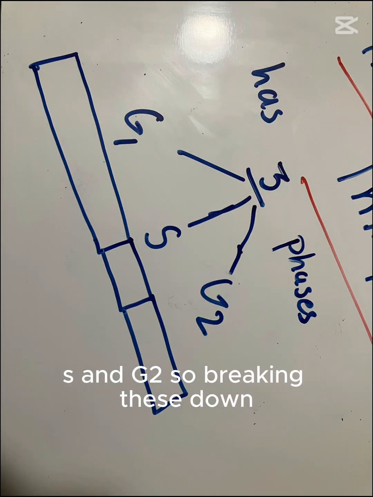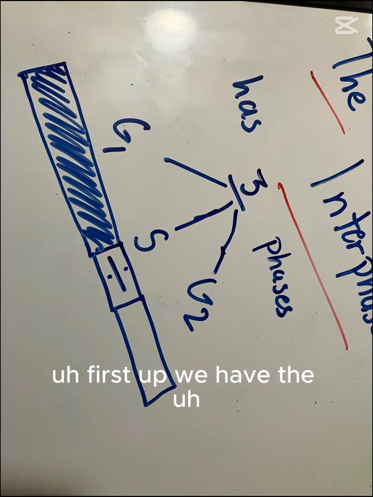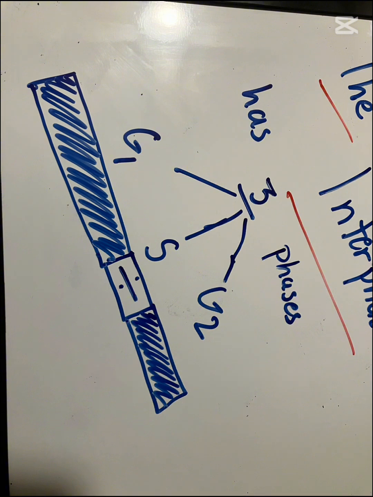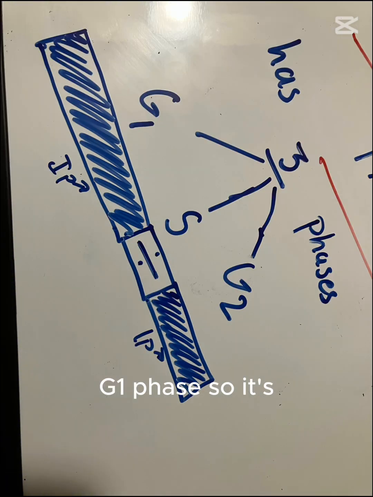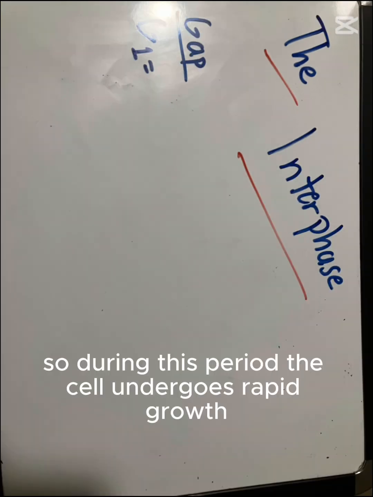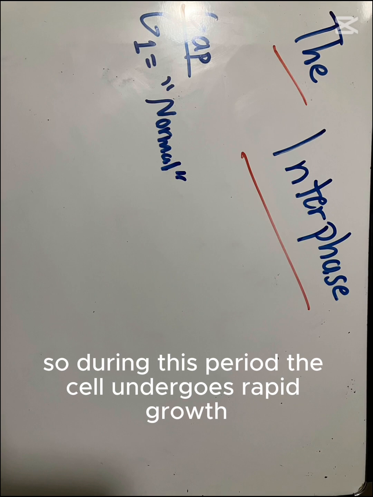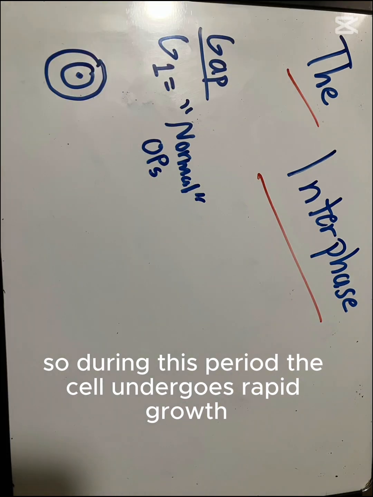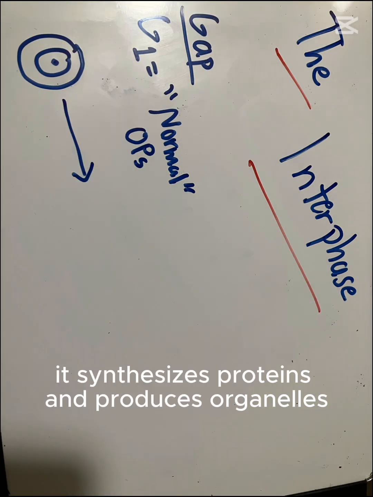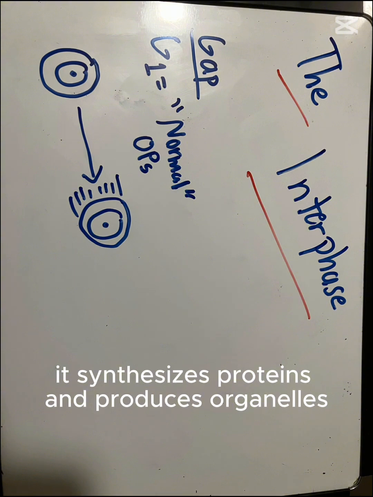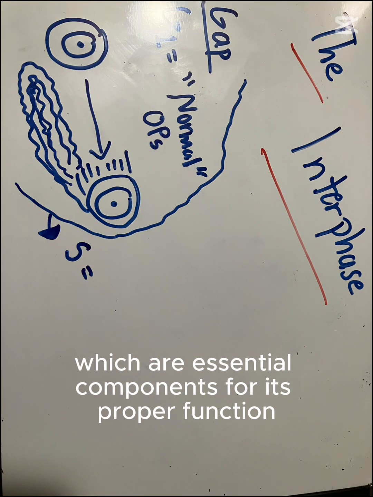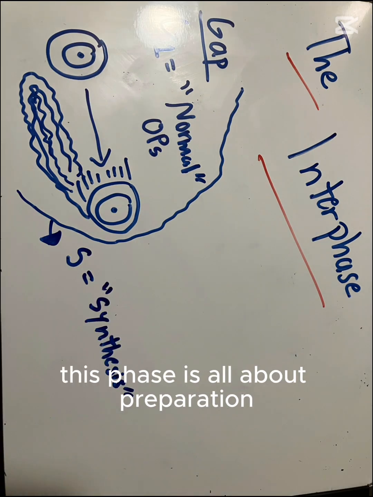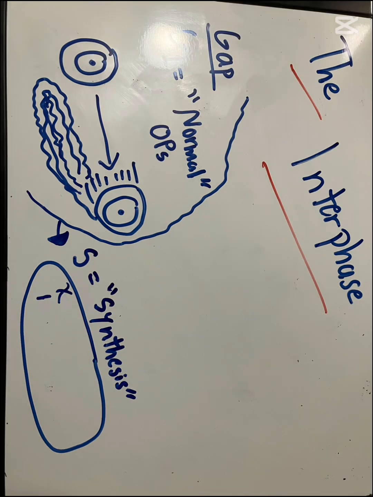Breaking these down, first up we have the G1 phase, or the gap phase. During this period, the cell undergoes rapid growth. It synthesizes proteins and produces organelles, which are essential components for its proper function. This phase is all about preparation.